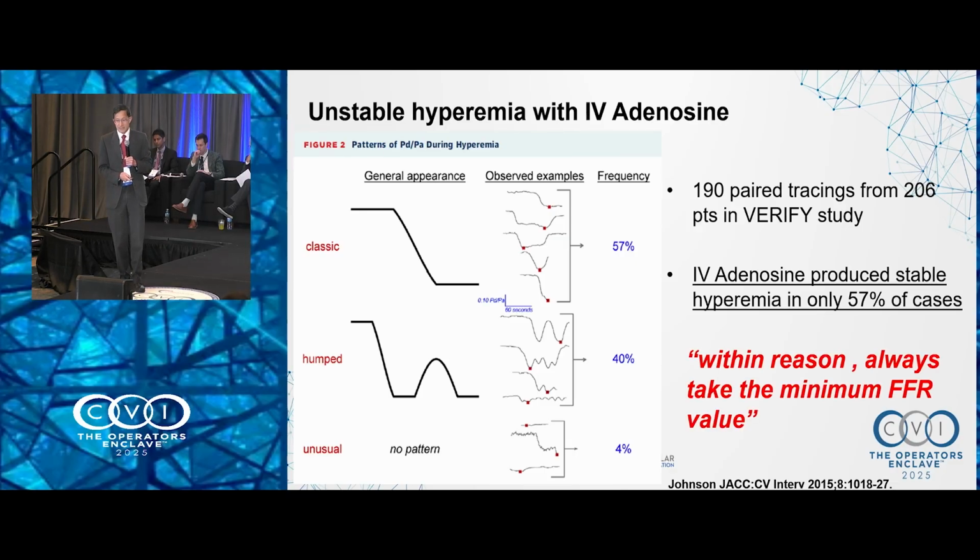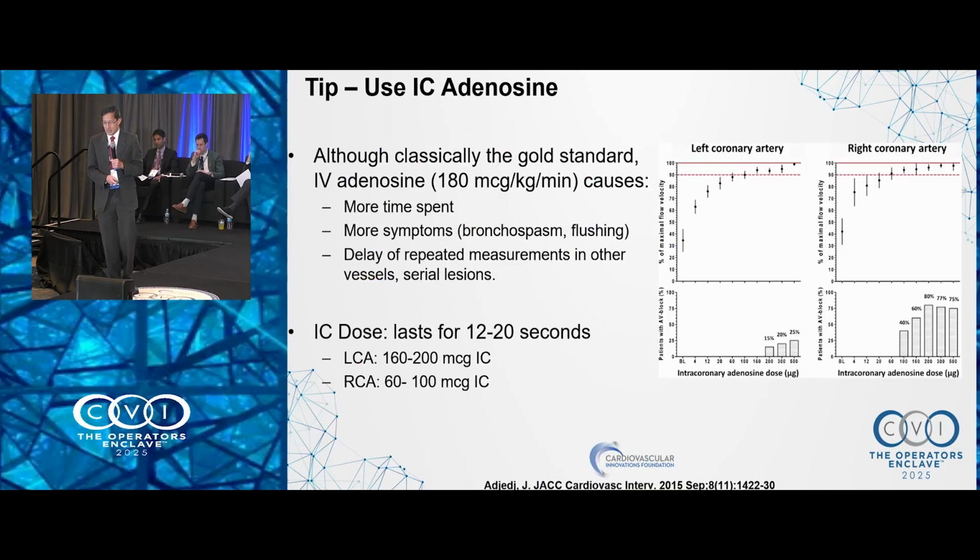And so within reason, he said, always take the minimum FFR value, which is conveniently what the machine tells you anyway. My other tip is that if you're not getting stable hyperemia, then maybe you shouldn't be using IV adenosine. IC adenosine, intracoronary, is faster, causes less bronchospasm and flushing, has fewer side effects, and is much easier to do. You just need to make sure you disengage the guide as described earlier.